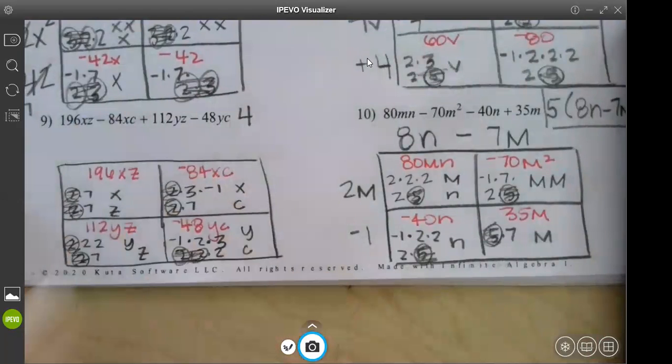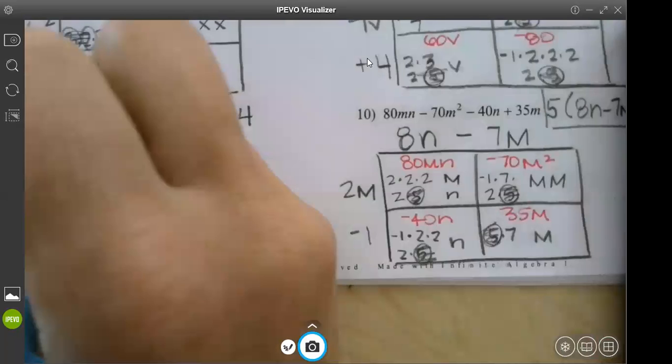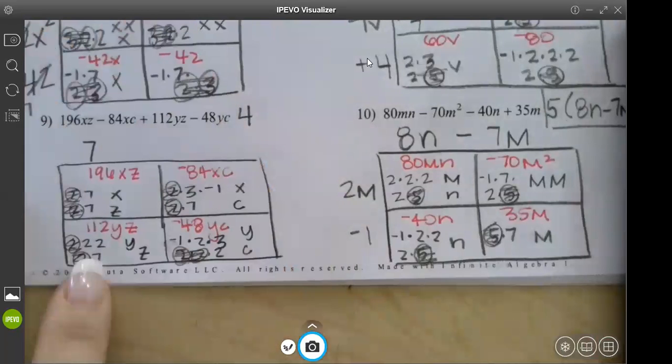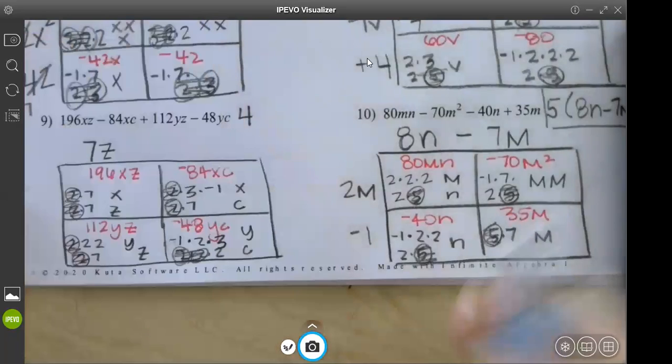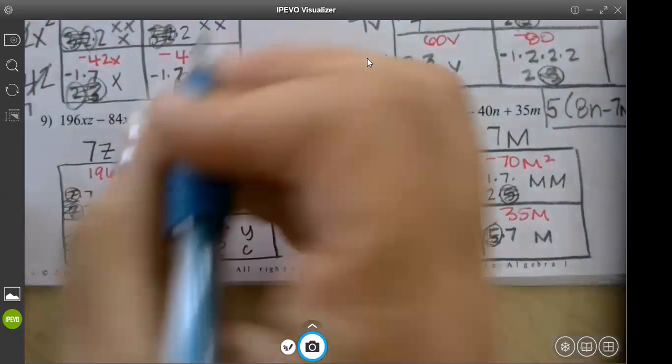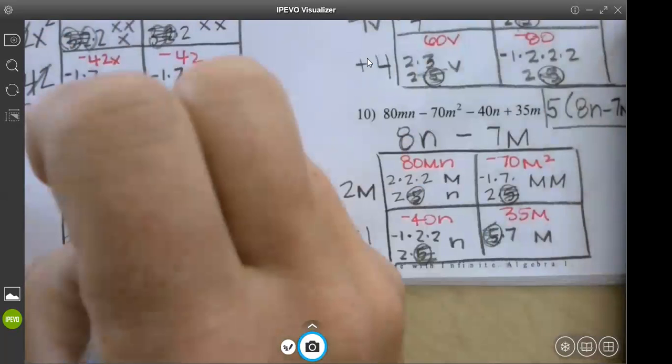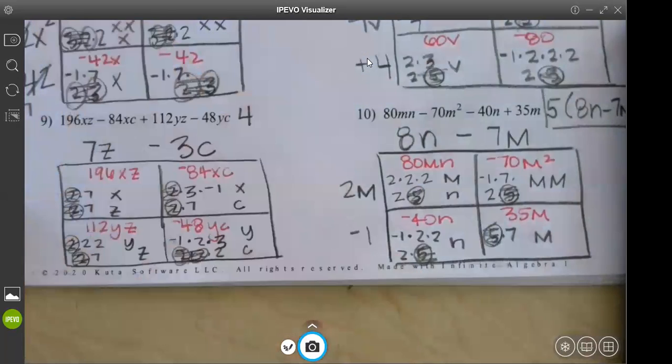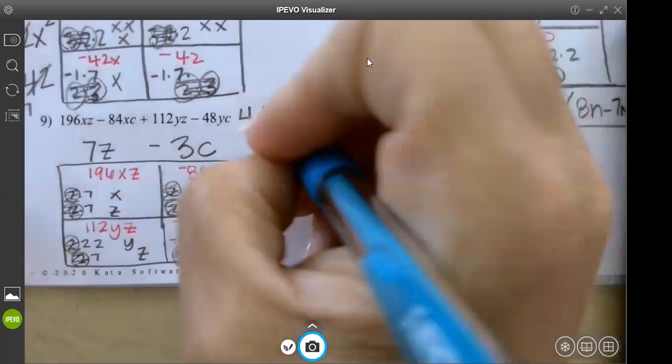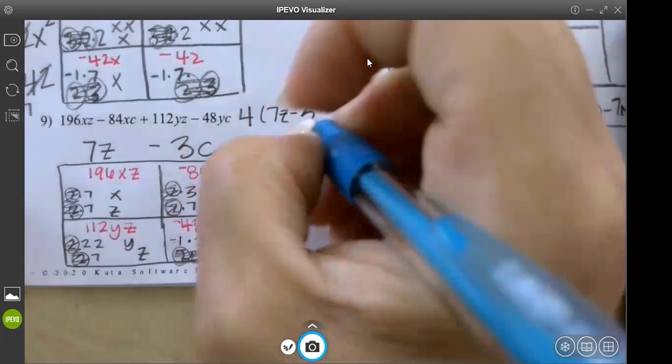Look top to bottom. What do we have in common? 7. Just one 7. Oh, and yeah, a Z. Very good. How about this one, top to bottom? A C, a 3, and a negative 1. So 3 times negative 1 is negative 3, and you said a C. So that's your first factor, 7Z minus 3C.